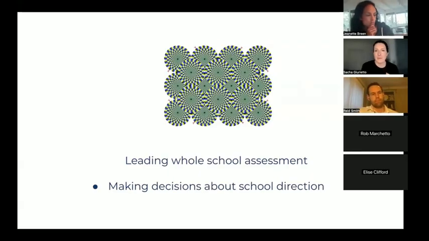But the other really important part about whole school assessment is making decisions about your school's direction. And that's why this work around whole school assessment is so important to help you make these decisions. I know as a school leader, sometimes there are priorities coming from your system, or from the school down the road, that certain teachers might be really keen on. And this is where having that whole school data can help you make a really informed, practical and intentional decision about what comes next.